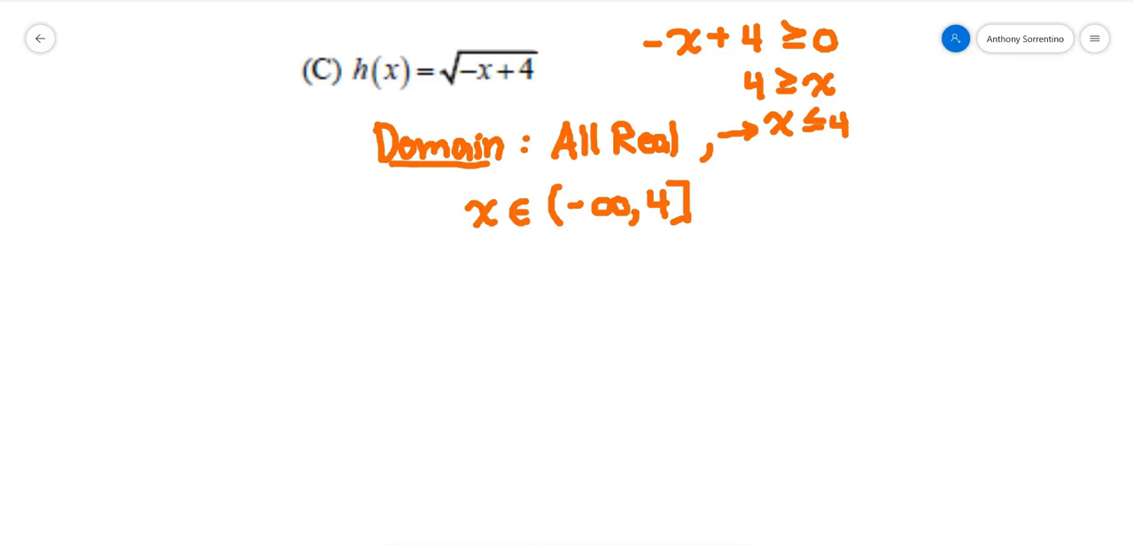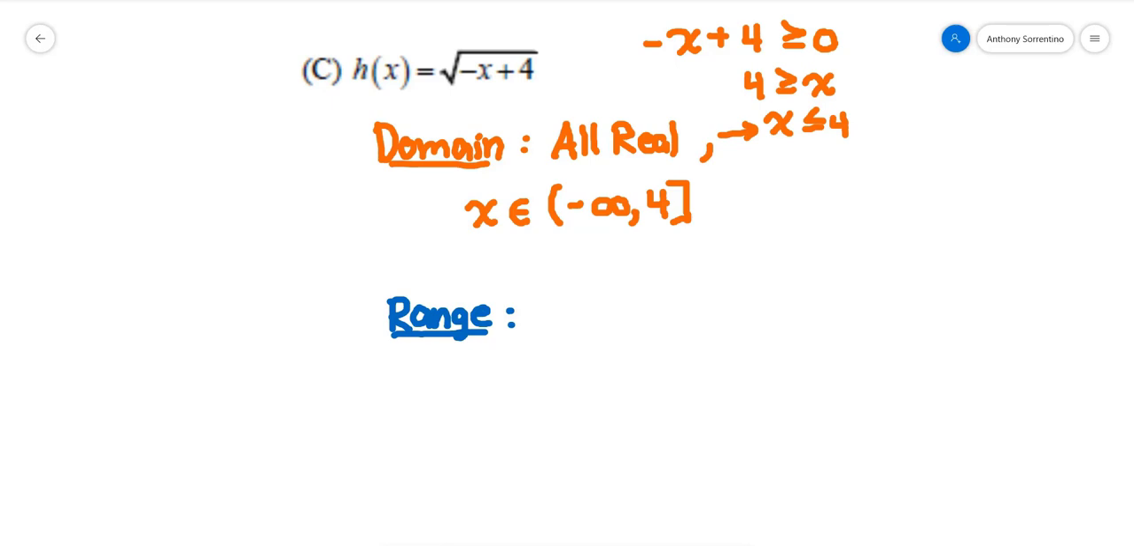As far as the range goes, I don't really need a graph for this one because we do know some things about a square root symbol. A square root symbol only returns the positive square root. That's why whenever we apply a square root to solving an equation, we have to put a plus or minus symbol in there, because if I square the negative of something as well, I'm going to get the same result.